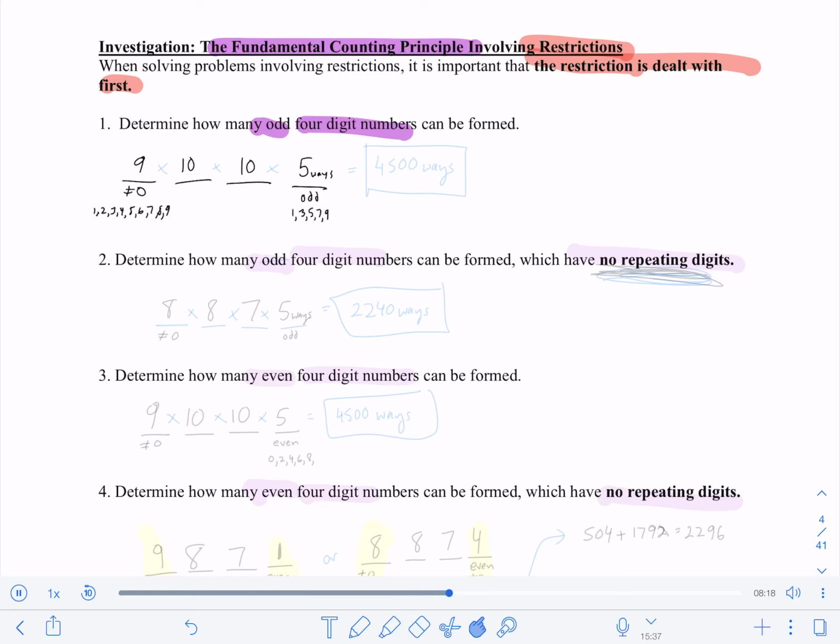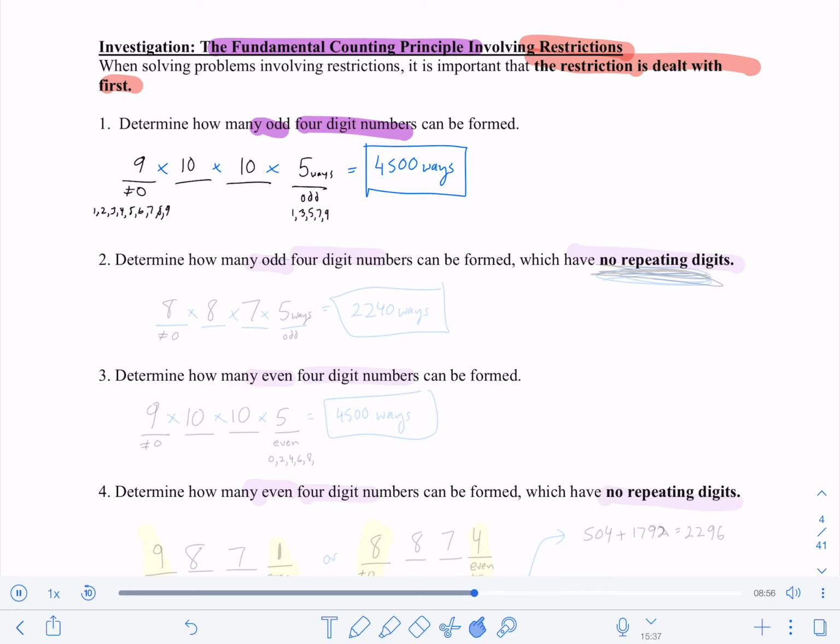And so the fundamental counting principle says that the total number of ways is simply the product of these things. And so we've got 9 times 10 times 10 times 5. So 9 times 10 times 10. Of course, sorry, I'm blanking out here. 4,500 ways that this could happen. Okay?